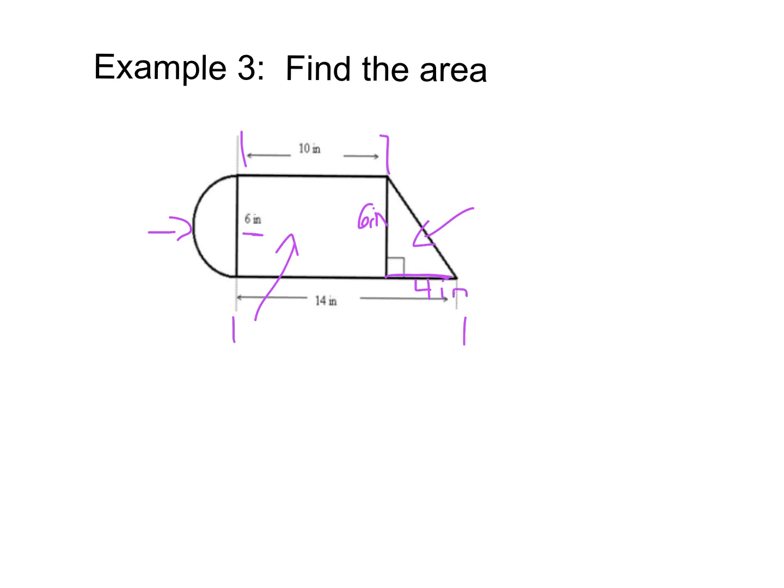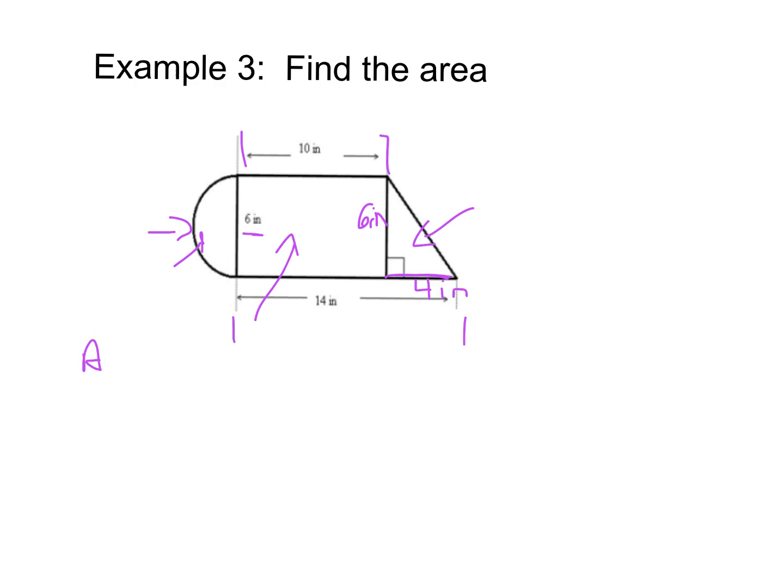So we have the diameter of our semicircle. So this is a half circle. And we have the length and width of our rectangle. And we have the base times the height of our triangle. So we have everything we need. So let's do it one piece at a time, and then we're going to add it all together.